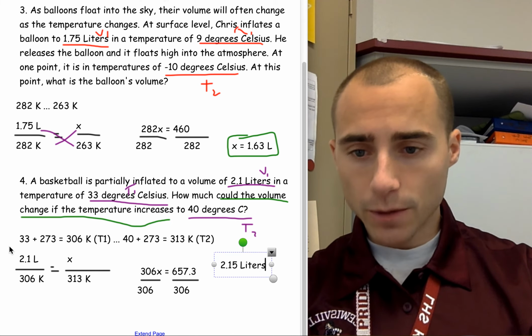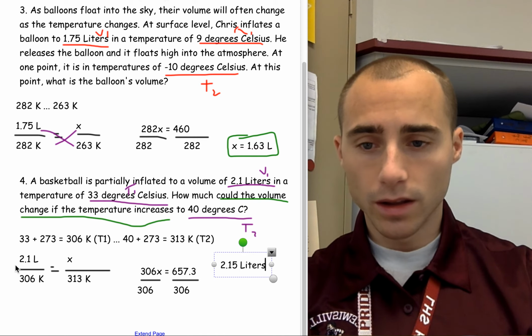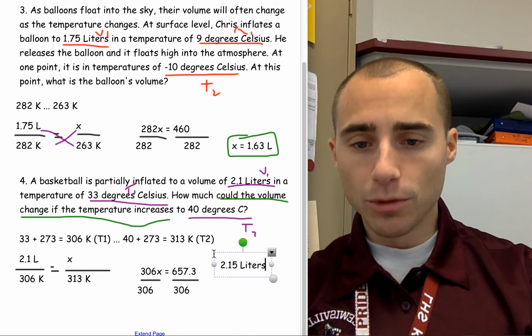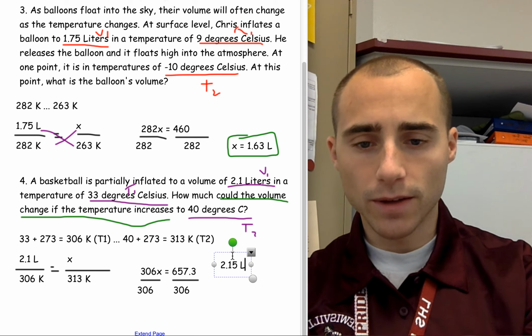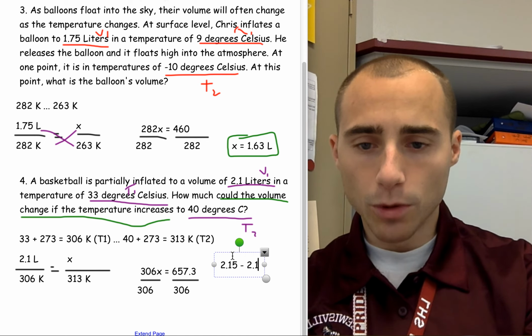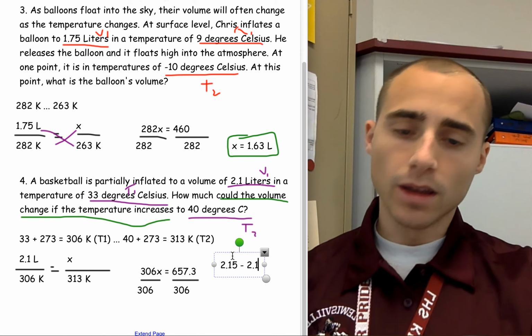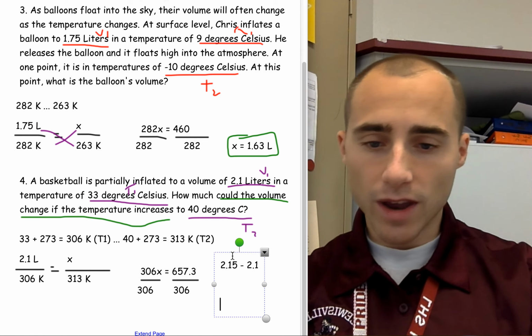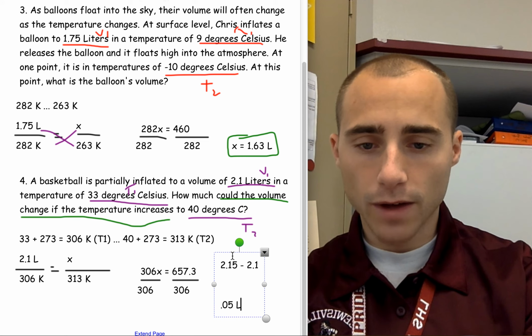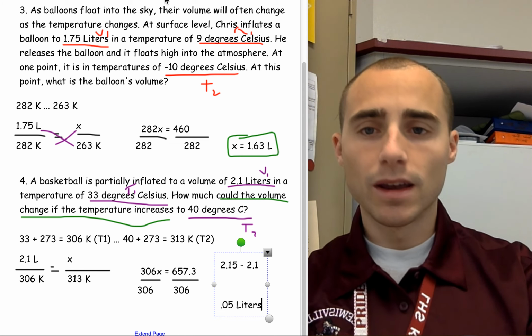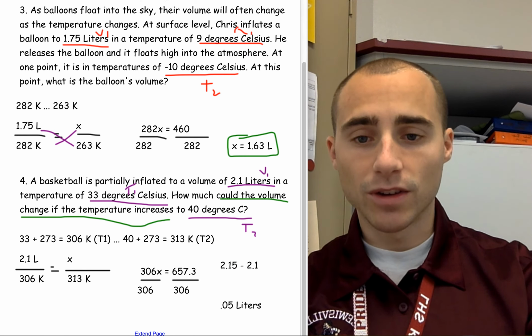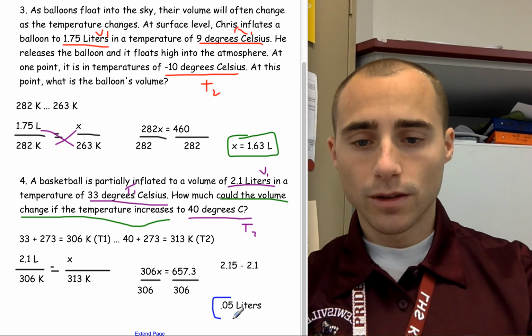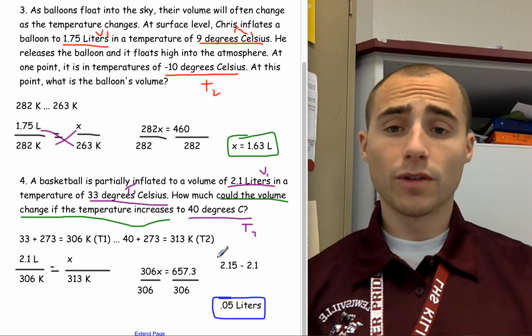So we started off with 2.1 liters. We ended up with 2.15 liters. So how much did it change? To know that, you'd have to do 2.15 minus 2.1, which is what we started with, and you will end up with a change of 0.05 liters. It increased by 0.05 liters, and we did that because it asked how much it changed. So the answer you should have gotten for that question is 0.05 liters.